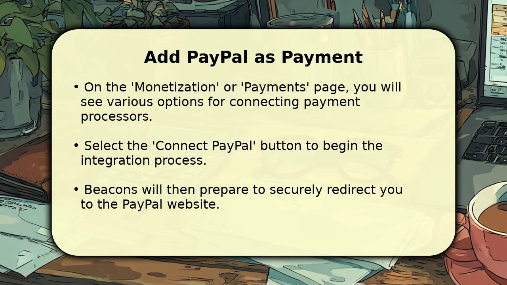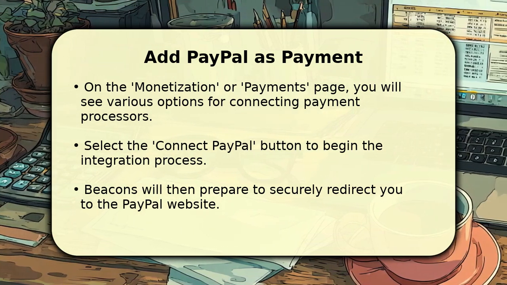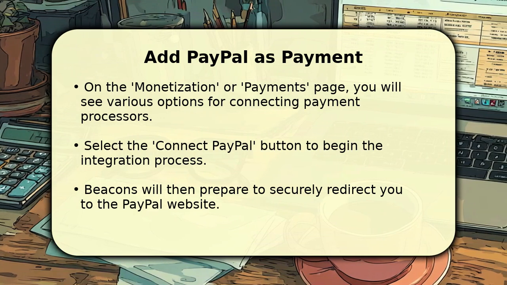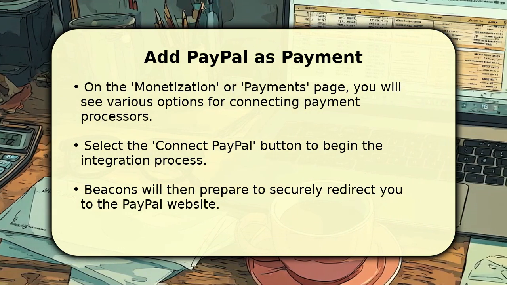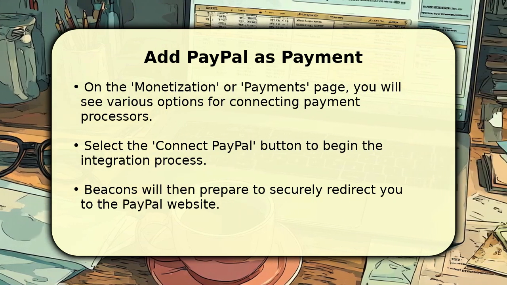Now, on the Monetization or Payments page, you will typically observe a list of available payment methods. Find the option clearly labeled Connect PayPal and proceed to click on it. This action signals to Beacons that you wish to link your PayPal account.